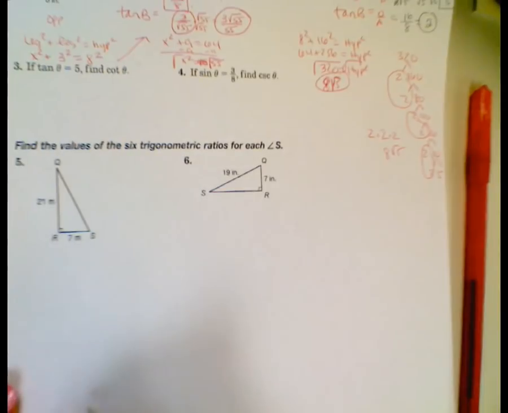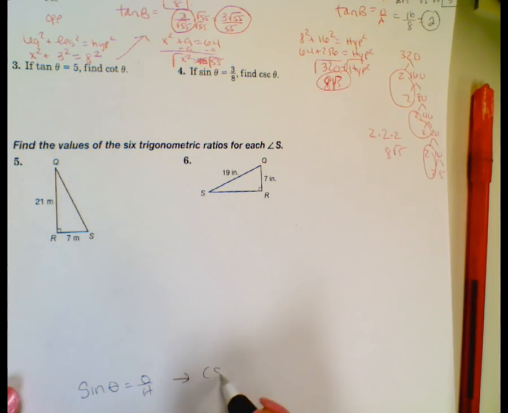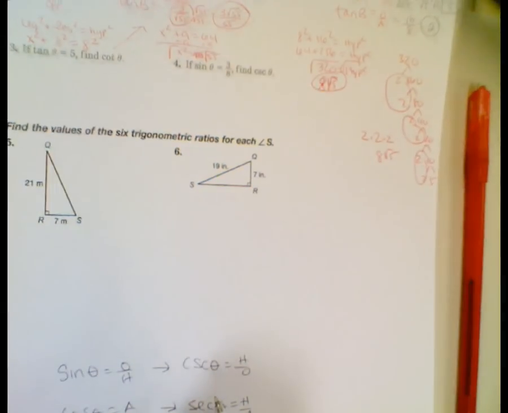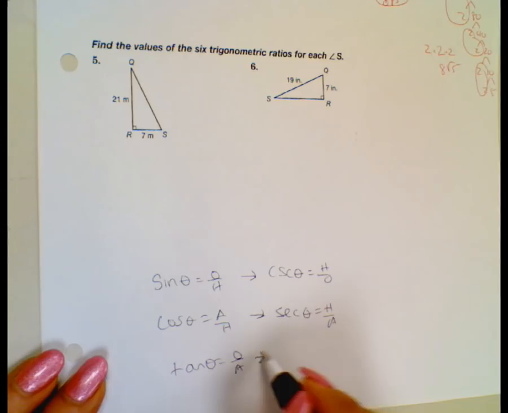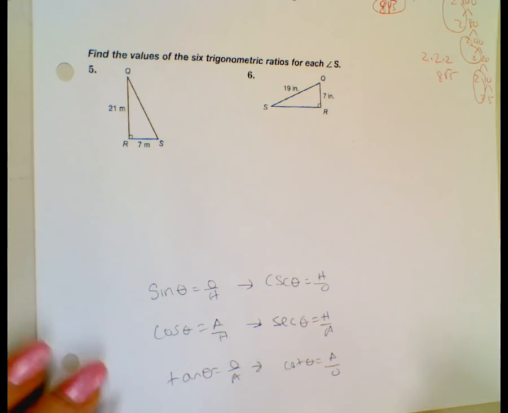Now, yesterday I told you that sine of theta is opposite over hypotenuse, OH. Therefore, cosecant of theta, which is its reciprocal, is HO. Cosine of theta is adjacent over hypotenuse, AH, and its reciprocal is secant, which is HA. And tangent of theta is opposite over adjacent, OA. The reciprocal of that is AO.